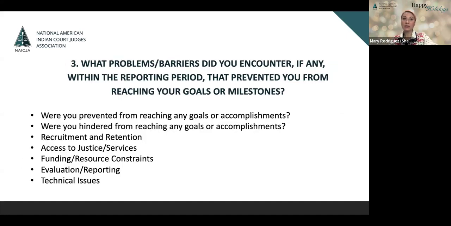The third question, we sort of touched on this, but it asks about the problems and barriers you encountered, and if those prevented you from reaching your goals or milestones. Some of the questions you can ask yourself are, were you prevented or hindered from reaching any goals or accomplishments? Some of those hindrances and barriers are definitely going to be these 5 here. Were there issues with recruitment and retention? Were there issues with access to justice and services? Issues with funding and resource constraints, evaluation and reporting?